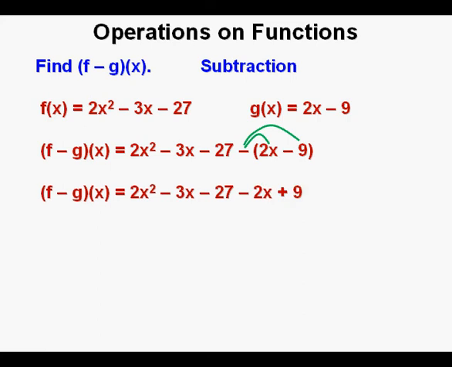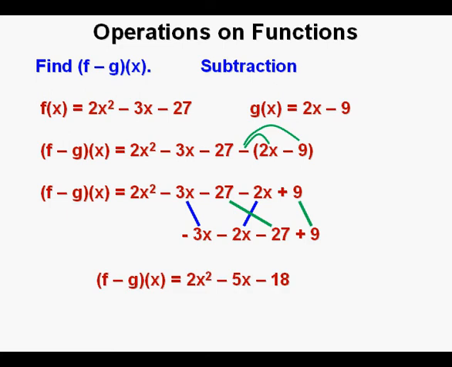So that becomes f minus g of x equals 2x squared minus 3x minus 27 minus 2x plus 9. Do you see how that 9 becomes positive? The minus 3x and the minus 2x go together, and we have minus 27 plus 9 as well that go together. So all that simplifies to f minus g of x equals 2x squared minus 5x minus 18.